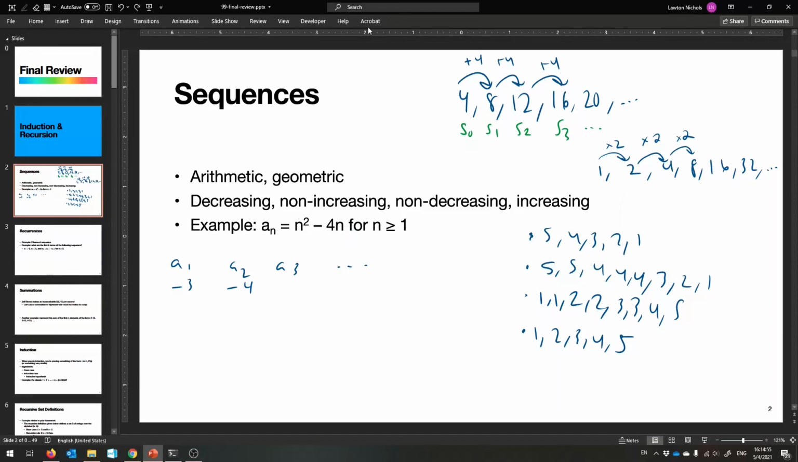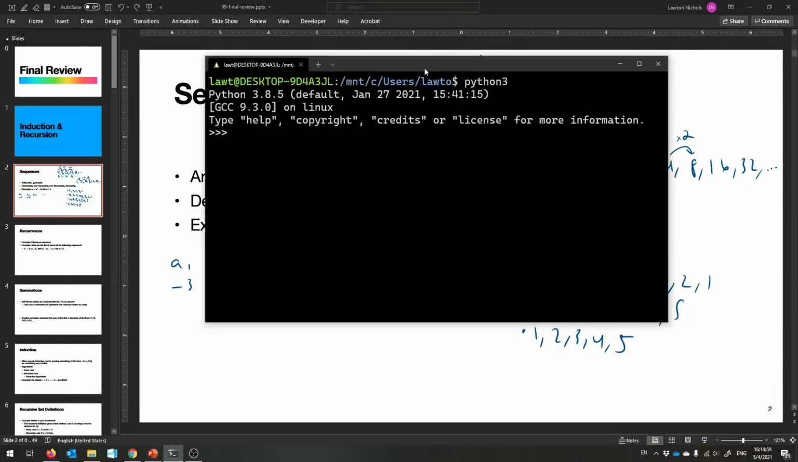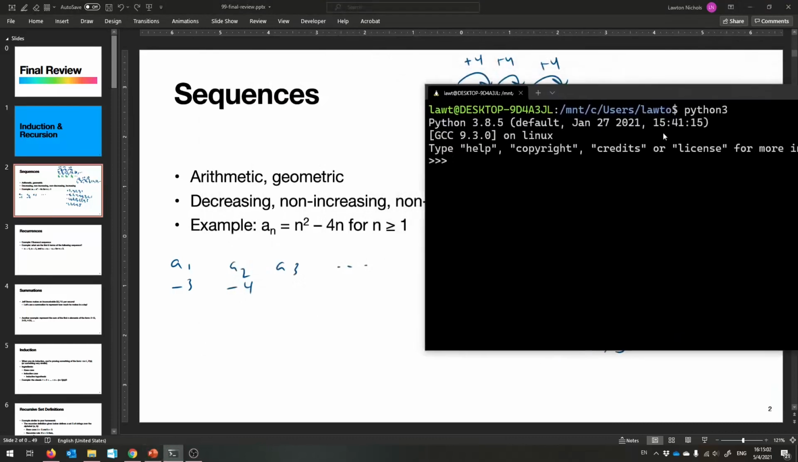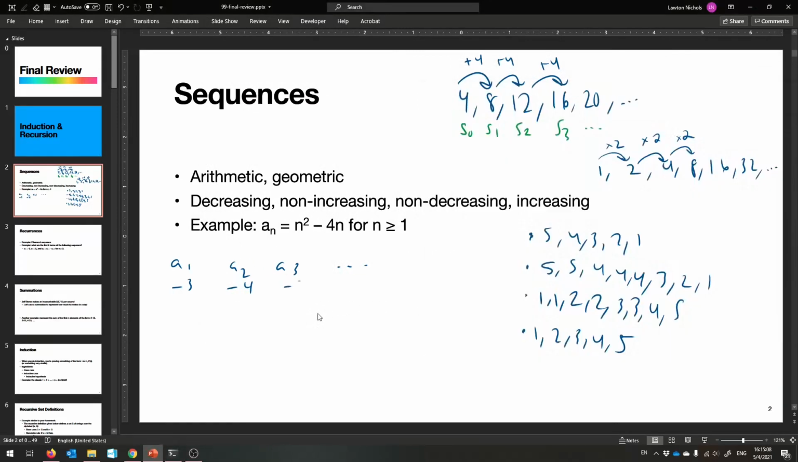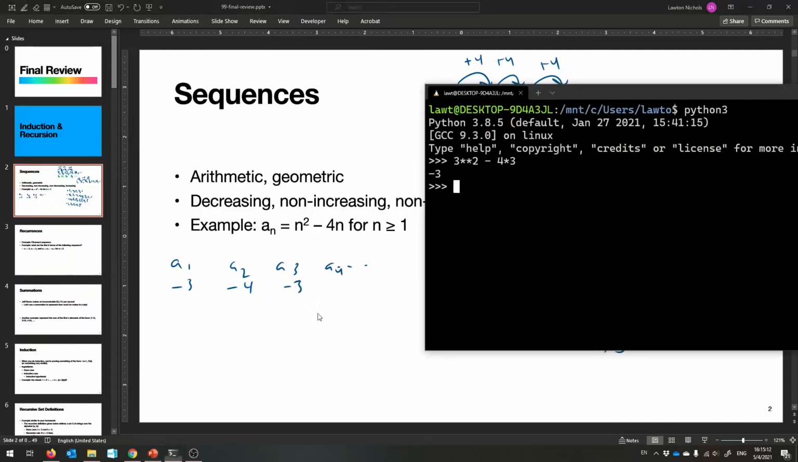I think. Let's just confirm all this. I don't want to be telling you incorrect information, but I think you can understand how to generate a sequence with all this. -3. Okay. So this is a weird looking sequence. Let's do a4 as well.